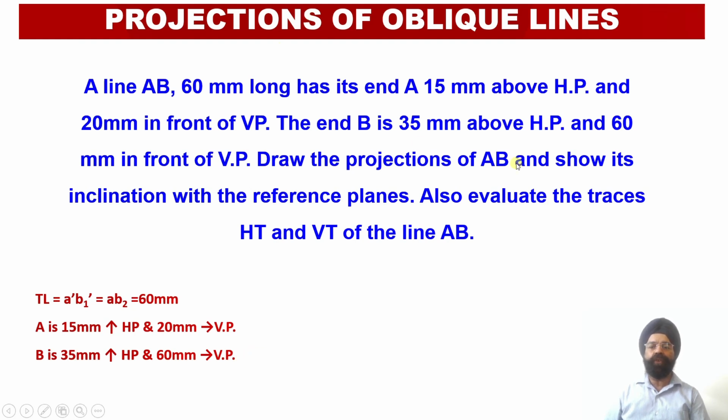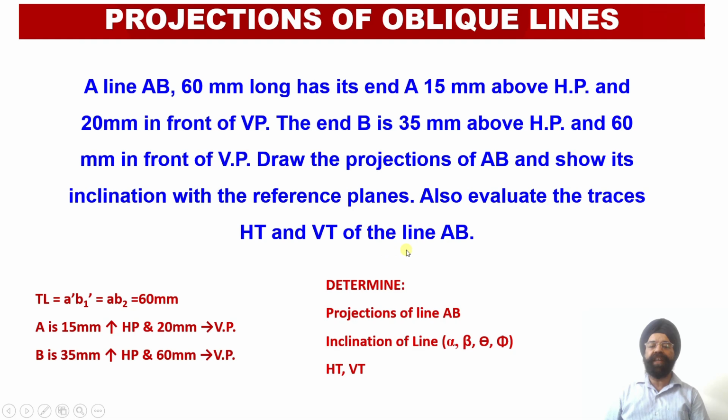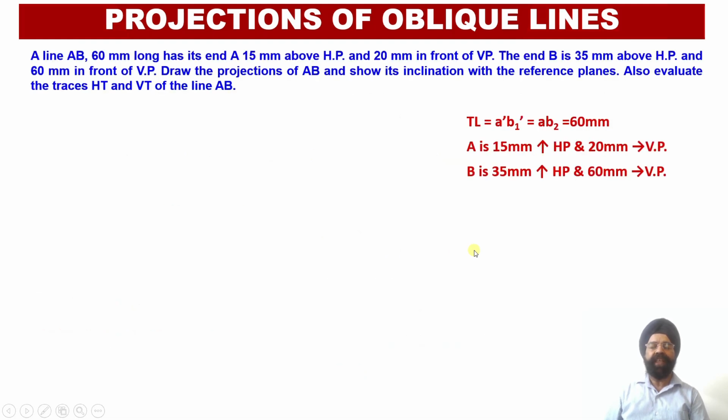So we are required to draw the projections of the line AB and show its inclinations with the reference plane. And we are also required to evaluate the traces, that is horizontal trace and vertical trace of the line AB. So let us start with the construction of the projections of the oblique line. So we have got the XY reference line.